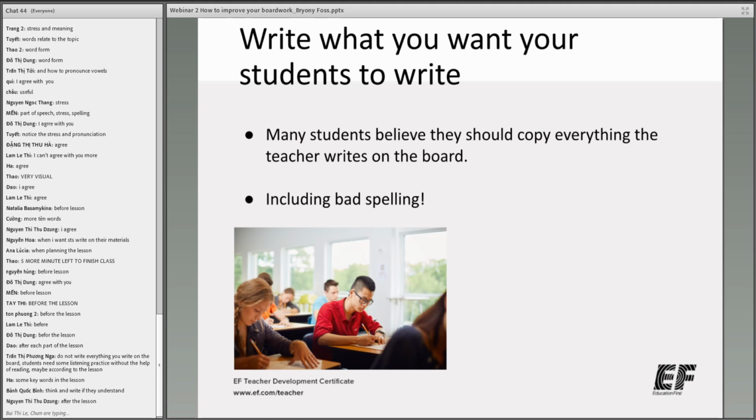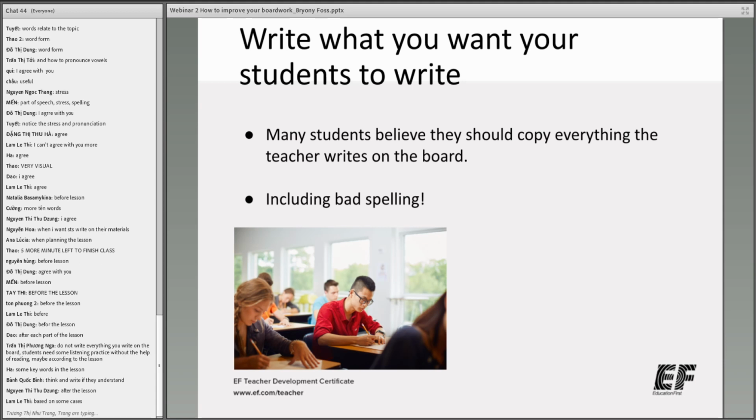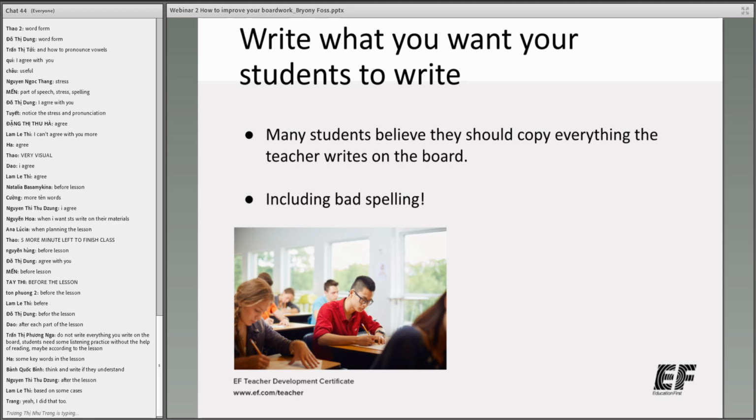I have been in this situation before where I have noticed I spelt something wrong, and I'm very happy to say to the students, oops, I've made a mistake. Can everyone change this in their notebooks? So that students only write down the correct information into their notebooks.